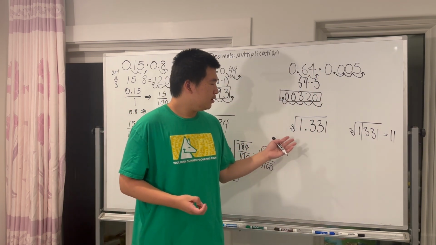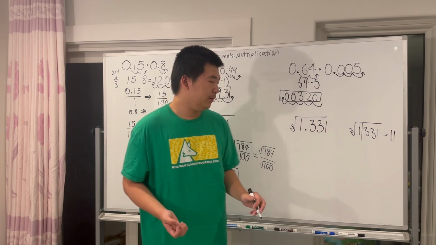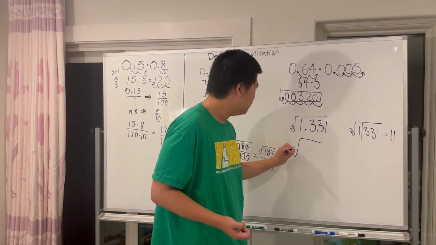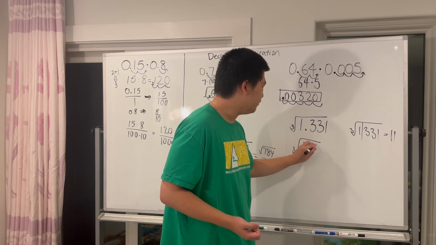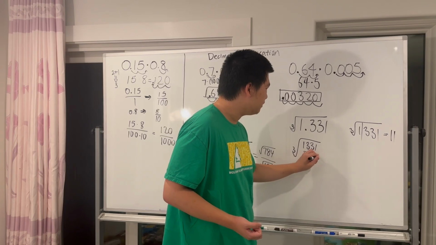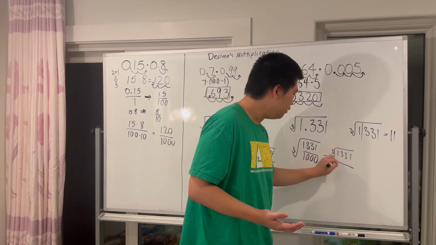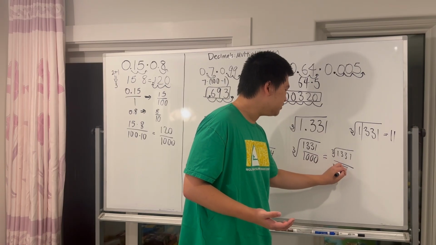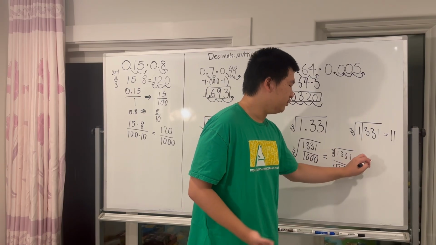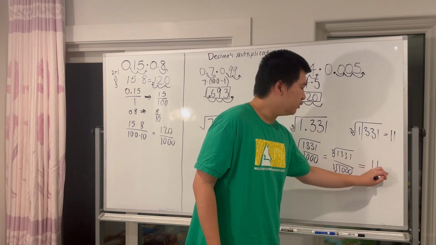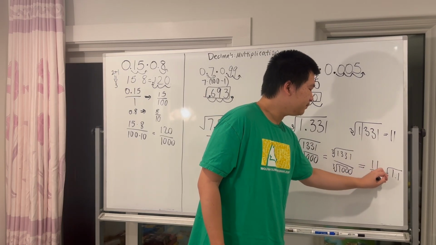So how did this help? Well, the cube root of 1.331 is like the cube root, if you convert this to a fraction, of 1331 over 1000. And so this equals the cube root of 1331 over the cube root of 1000, which is going to just be equal to 11 over 10, or in other words, 1.1.